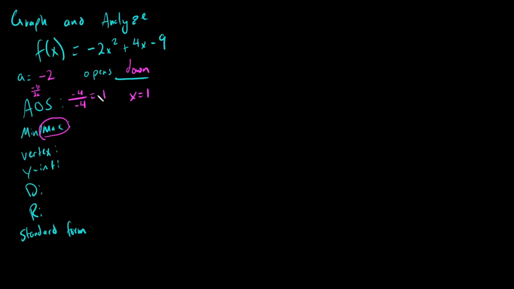And how do I find this? I'm going to plug in my axis of symmetry into my function. So f of 1 is equal to -2 times 1 squared plus 4 times 1 minus 9. So this is going to be -2 and then plus 4 minus 9. And that is -11 plus 4. That is -7. So my vertex is going to be 1 because my x value is the axis of symmetry, and the y value is going to be the max, so 1 comma -7.